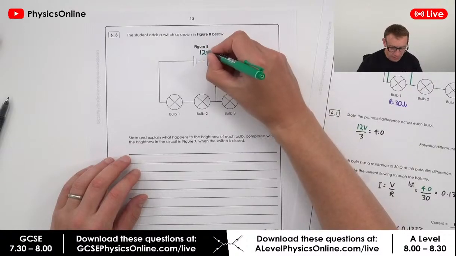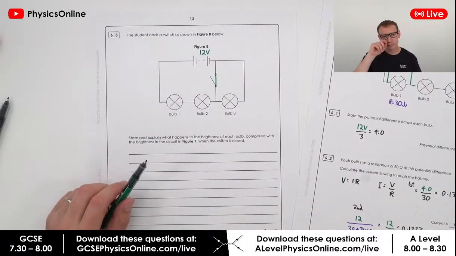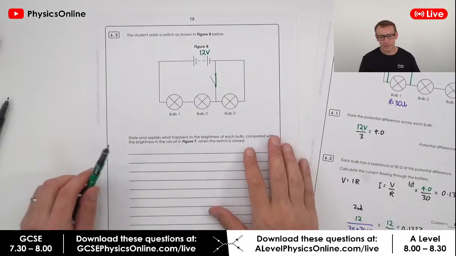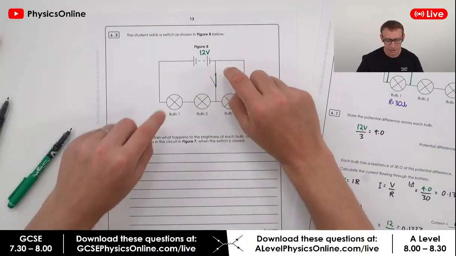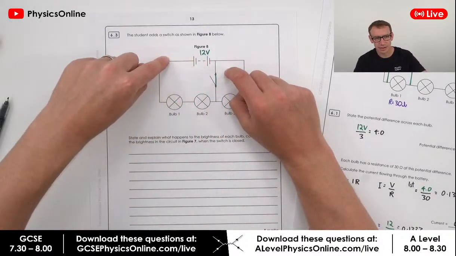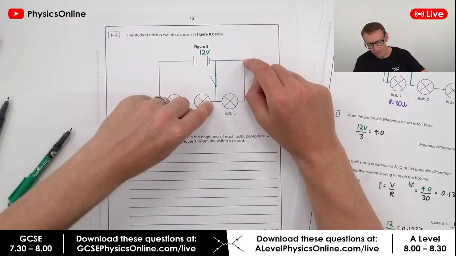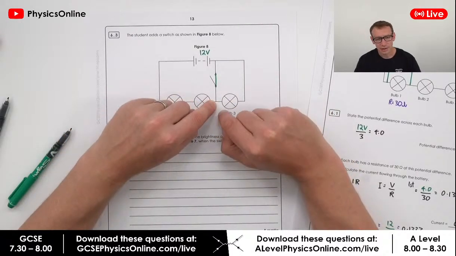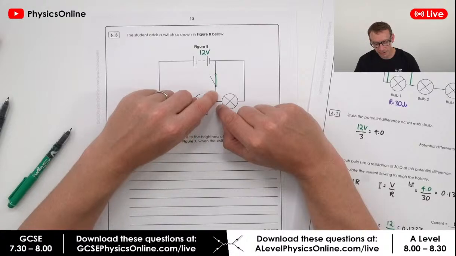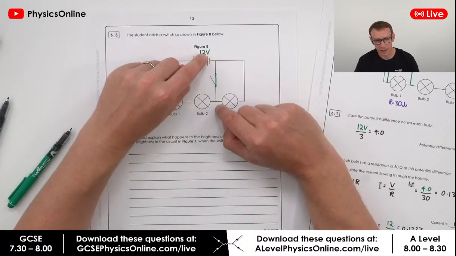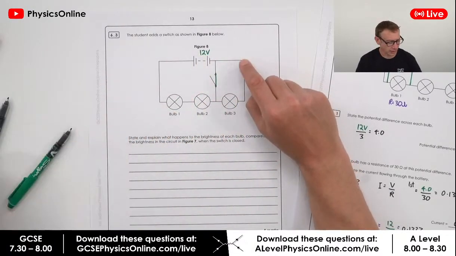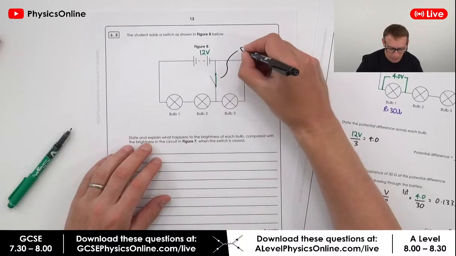Now we still have a 12-volt power supply, but here what we've actually done is we've kind of short-circuited it. So if we think about electrons leaving this, they're going to go around here, through this lamp, through this lamp, and at this point they're going to go down the path of least resistance, which is this bit of wire here. So there's going to be no electrons flowing that way. So what we have over here is a short circuit.